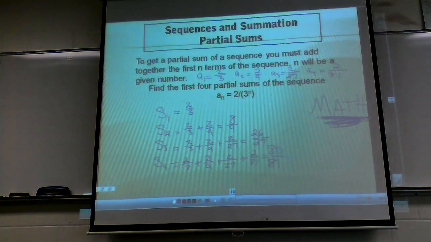If I did the fifth one, what do you think it would be? 242 over 243. Yeah, that'd be the next one. Guys, essentially, now what'll happen is they'll say, you see there's an obvious pattern there, right? The numerator is always 1 less than the denominator. And they'll say, now come up with the rule for the sum of the nth term.